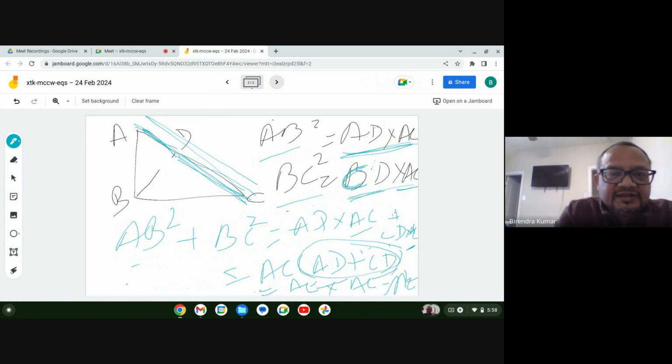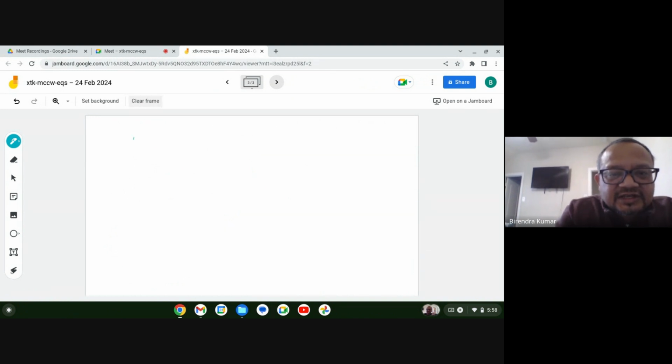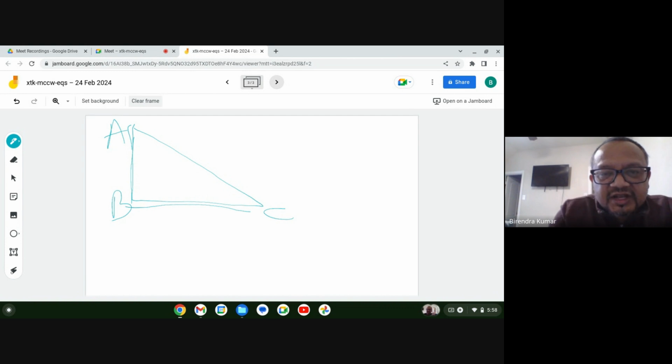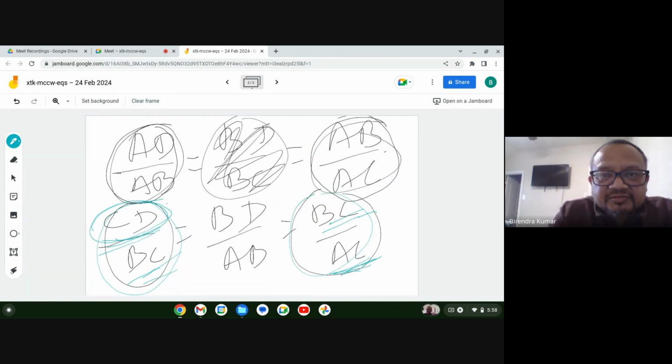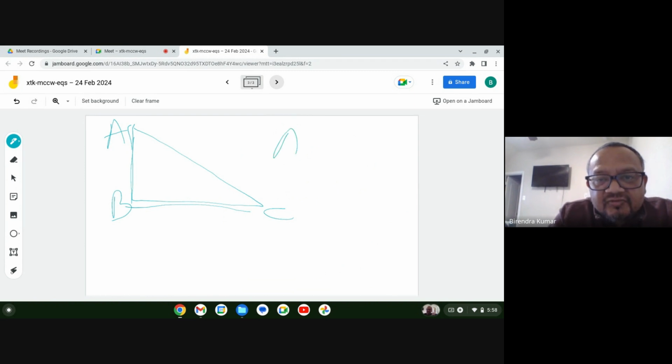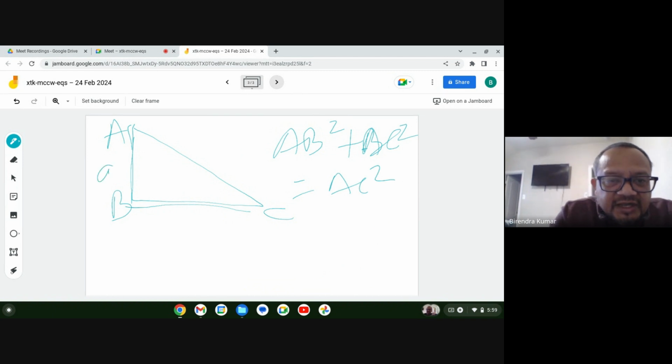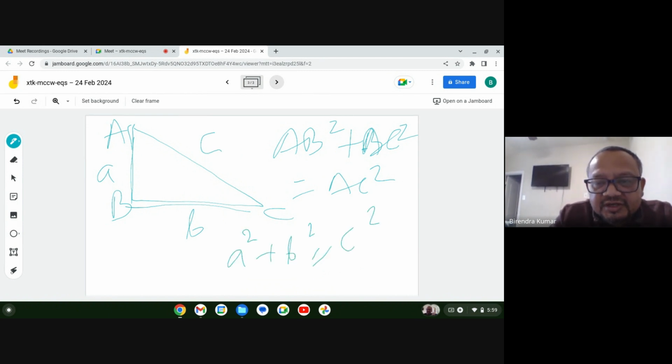Now, if you look at this equation, this is A, B, C. This is AB, this is BC, this is AC. What we found was AB square plus BC square equal to AC square. Now, AB is A, BC is B, and this is the hypotenuse C. So this is what our Pythagorean theorem says: A square plus B square equal to C square. So we proved the Pythagorean theorem.